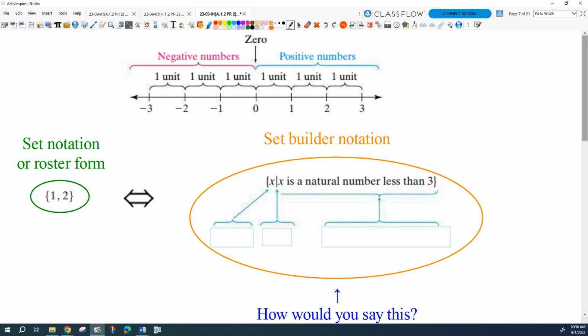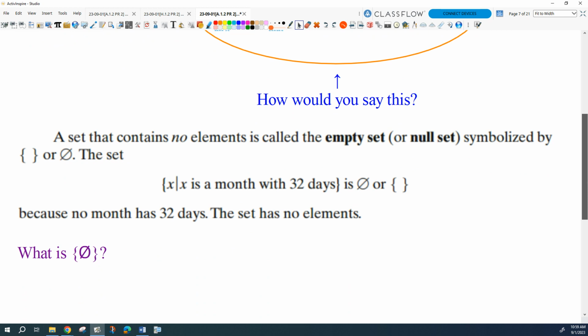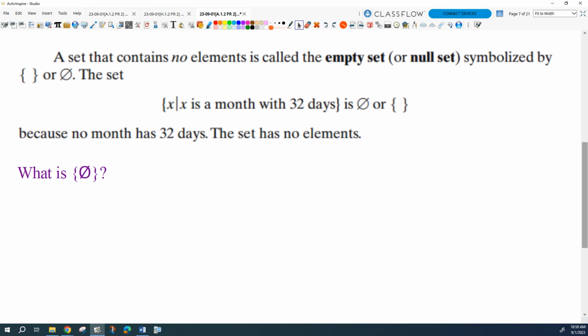Remind me real quick. If I wanted to write this green set using set builder notation, I could do something like this. How would I say that? What's the first part? Set of all x such that, there you go. All right, so one other thing we'll just mention here.